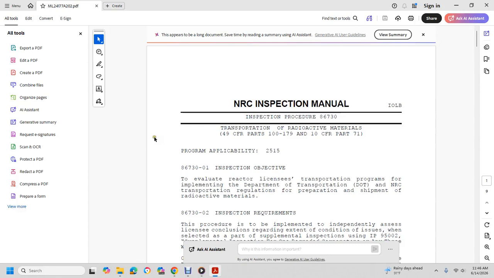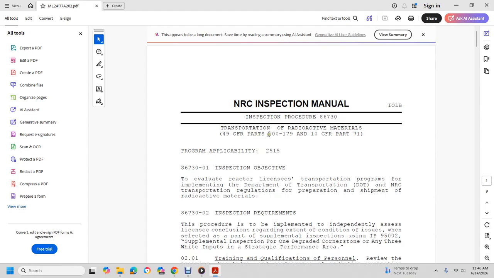Nuclear Regulatory Inspection Manual, Inspection Procedure 86730, Transportation of Radioactive Materials, Title 49 CFR Parts 100 through 179 and Title 10 CFR Part 71. Program Applicability 2515. Inspection Objective: Evaluate reactor licensee transportation programs for implementation of Department of Transportation and Nuclear Regulatory Commission transportation regulations.